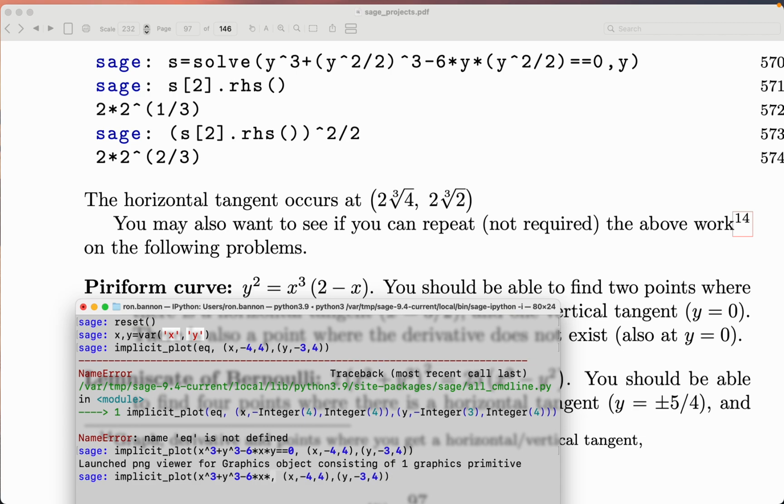And I'm going to start to erase this and type in this function here. And what's that function going to be? y squared, double equal signs, x cubed, star, 2 minus x.